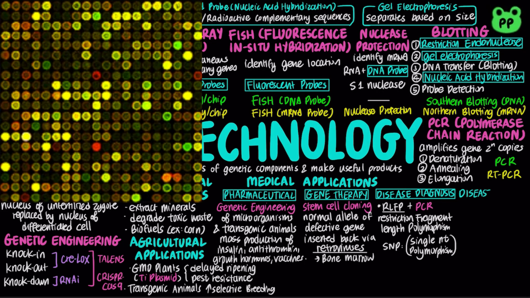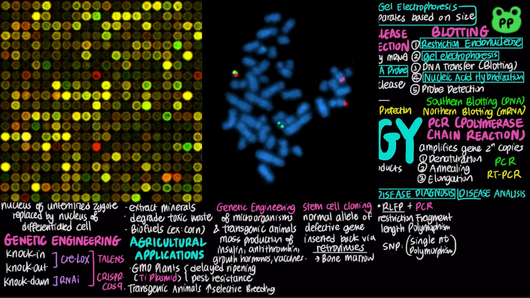Both DNA microarray and fluorescent in-situ hybridization, or FISH, can be used to analyze diseases. DNA microarray can be used to compare patterns of gene expression in different tissues at different stages of diseases. FISH, or fluorescence in-situ hybridization, can detect genetic abnormalities associated with cancer.